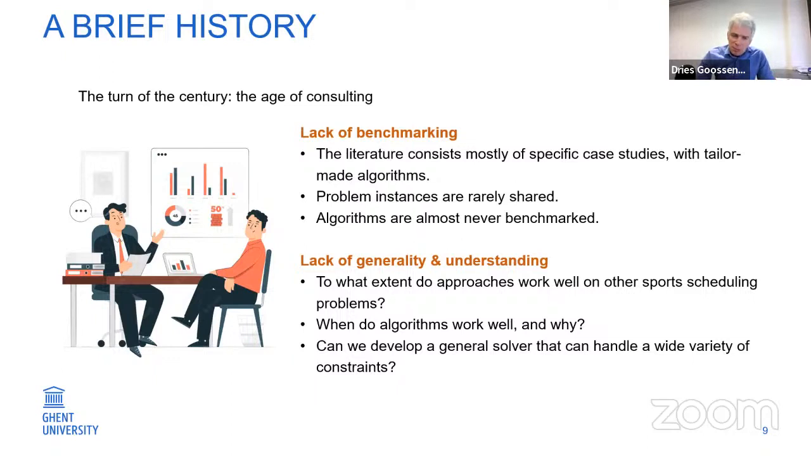So that is problematic because we don't learn when algorithms work well and under what circumstances, for what type of problems they work well, why they work well, or why they do not work well. We don't know. And besides, the question also arises whether it's possible to develop a more general solver. Is it really necessary that for every problem we develop a tailor-made algorithm, or could there be approaches that work more generally, that can handle a wider variety of sports scheduling problems?